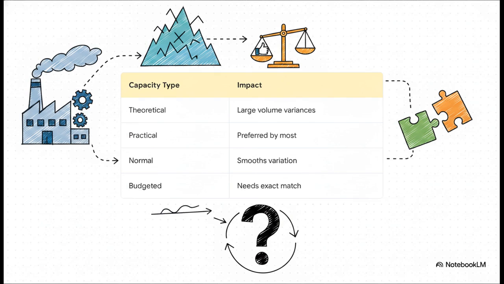Practical capacity adjusts for expected downtime and is usually the one most companies prefer. Normal capacity smooths things out over a few years of data. And budgeted? Well, that only works perfectly if your actual output identically matches your master budget. So seriously, choose this denominator carefully.